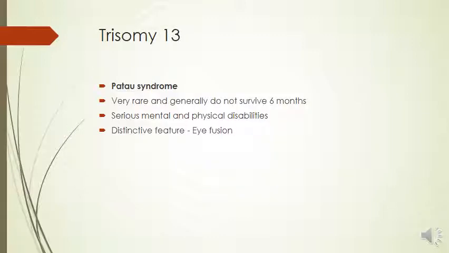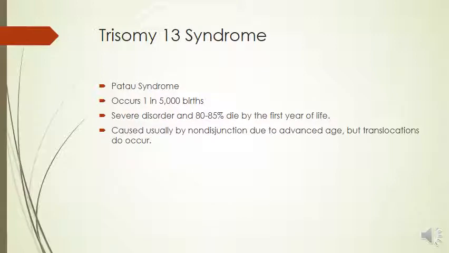Trisomy 13, known as Patau syndrome, is very rare, and generally the children do not survive 6 months. There are serious mental and physical disabilities associated with this disease, and one of the distinctive features is eye fusion. In Patau syndrome, it occurs in 1 in 5,000 births. It's severe, and 80 to 85% of the babies die by the first year of life.